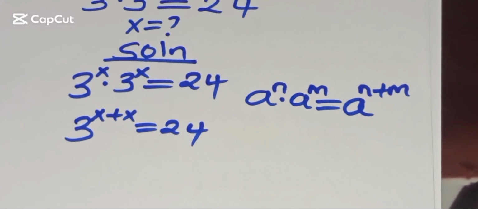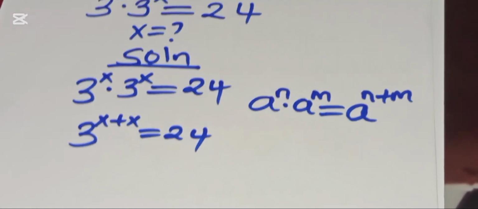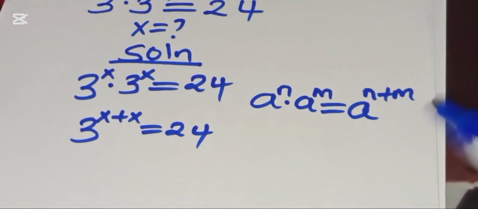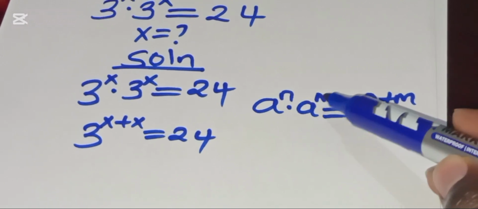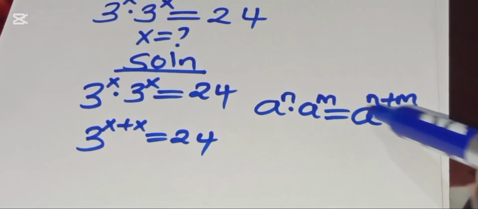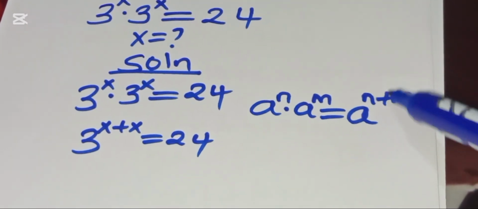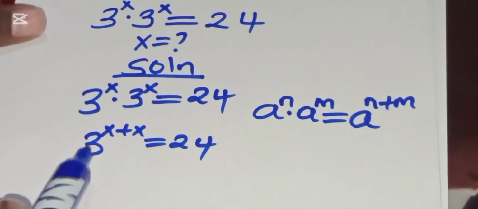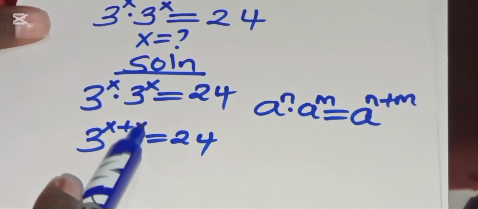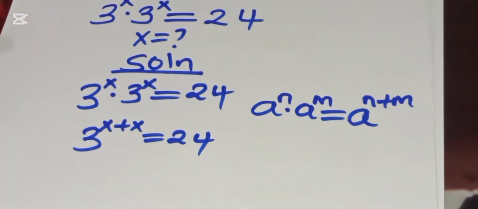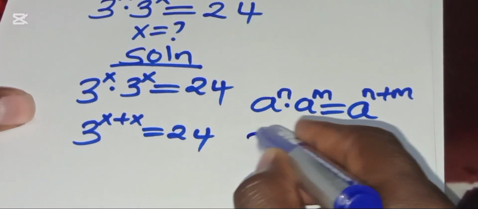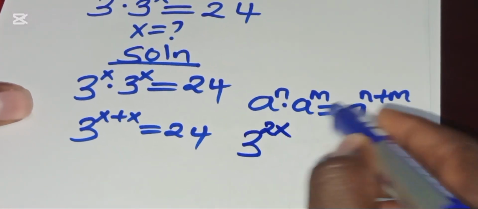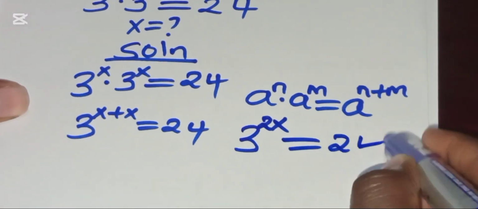That 3 raised to the power x multiplied by 3 raised to the power x is equal to 24. This is in the form of a raised to the power n multiplied by a raised to the power m, which we can transform as a raised to the power n plus m, of which we have 3 raised to the power x plus x. This is equal to 24. So we're going to have 3 raised to the power 2x. This is equal to 24.